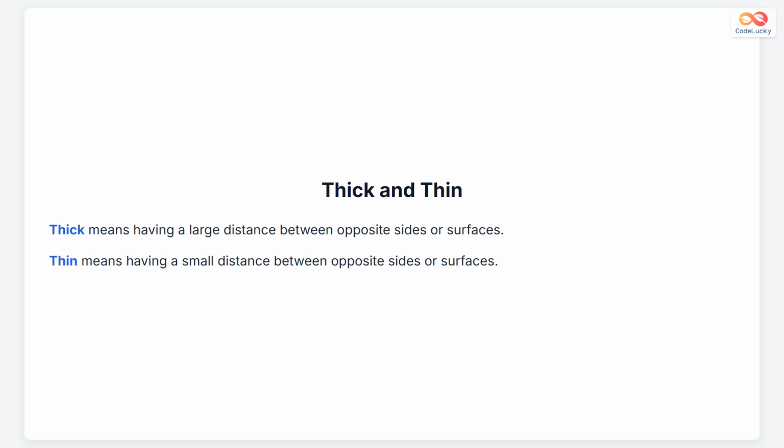Thick means having a big distance between opposite surfaces, like a thick book. Thin means having a small distance between opposite surfaces, like a thin piece of paper. These words describe depth or how tall something is from front to back.